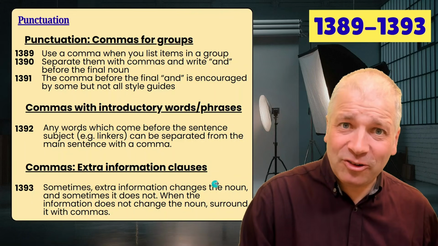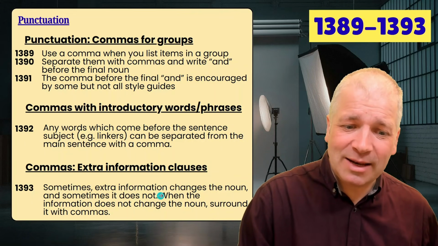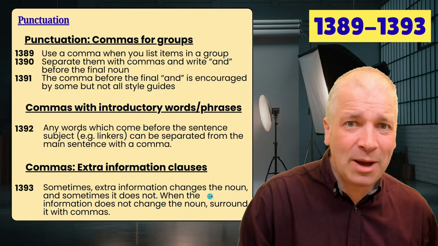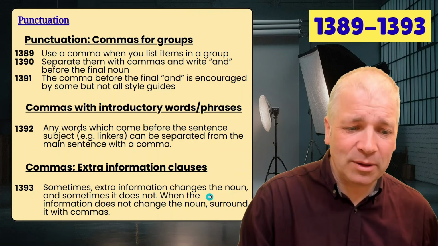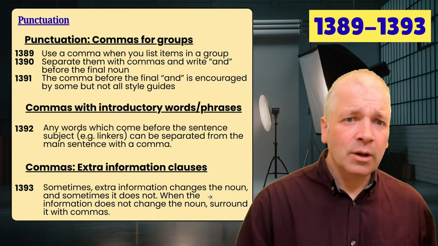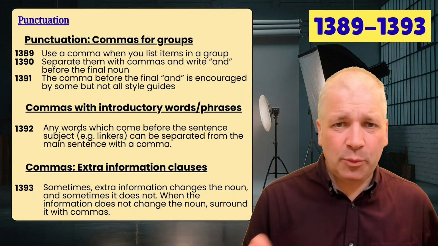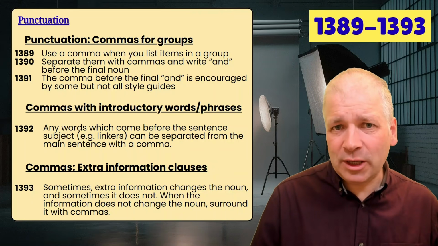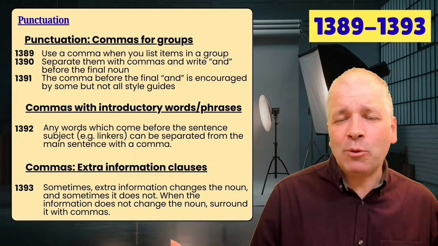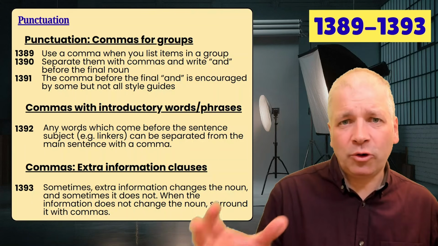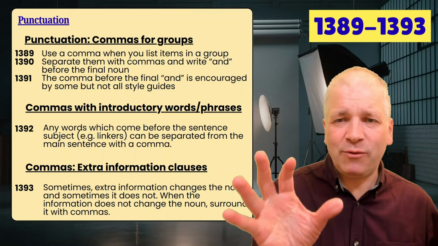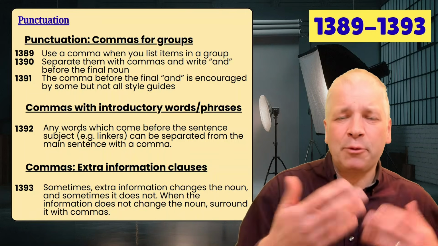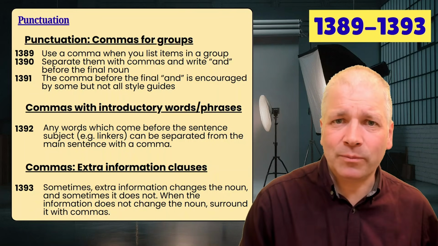Extra information clauses. Sometimes extra information changes the noun and sometimes it does not. When the information does not change the noun, surround it with commas. So let's look at two examples. The people who watched the video. That would mean only people who watched the video. In this case, no comma, because the information after defines the people. It tells me the people that I'm talking about.